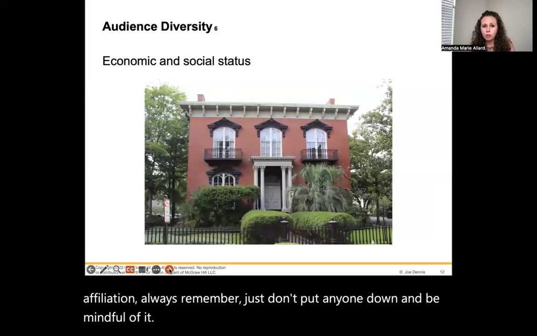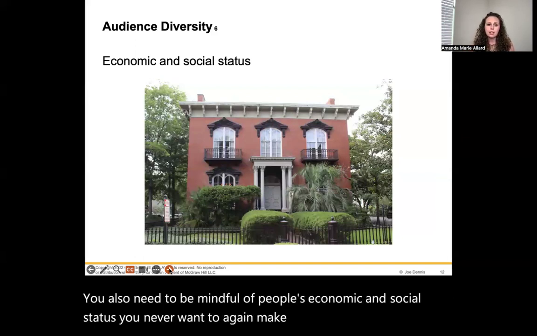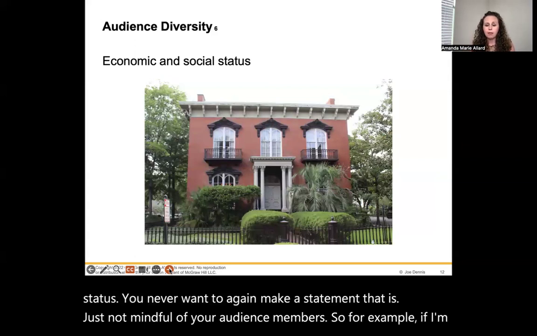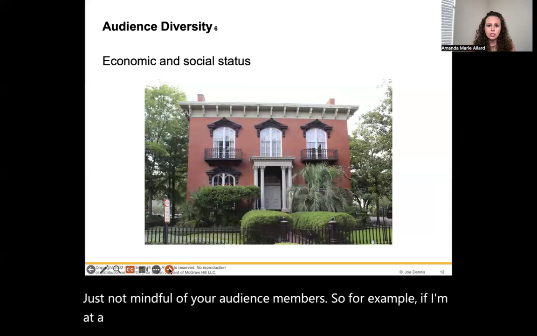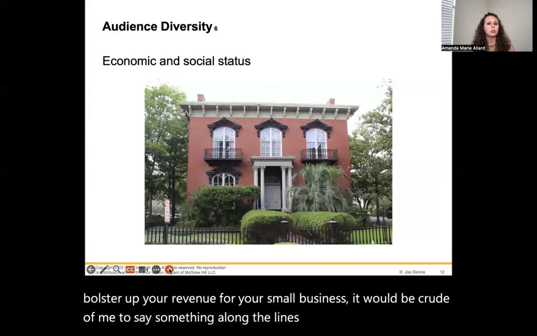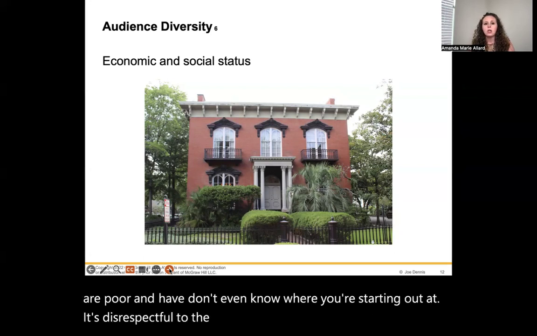You also need to be mindful of people's economic and social status. You never want to, again, make a statement that is just not mindful of your audience members. So for example, if I'm at a financial health conference and I'm talking about how you can bolster up your revenue for your small business, it would be crude of me to say something along the lines of, I'm sure many of you are poor and don't even know where you're starting out at. It's disrespectful to the audience members.